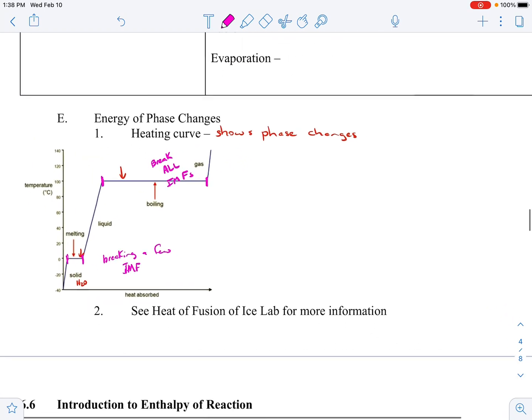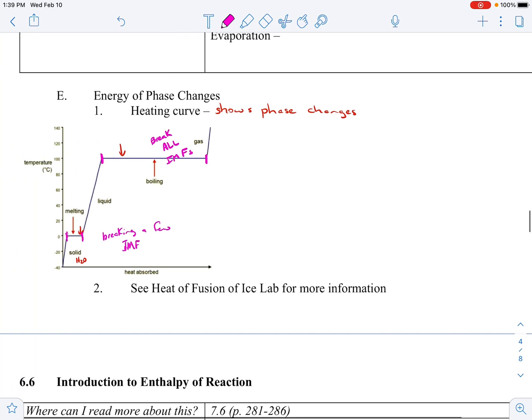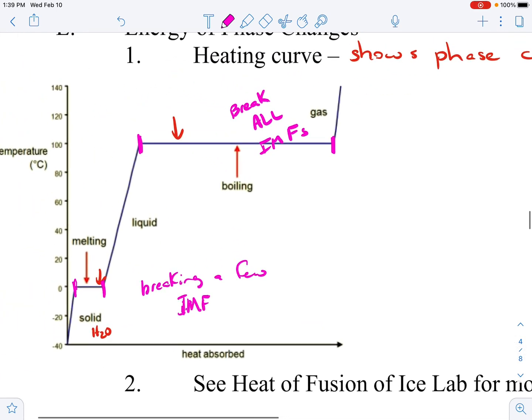Again, we're going to do the heat of fusion of ice lab, or maybe we've already done it, but hopefully this will get us there. One last thing, we can do the calculation for all the energy it takes to transfer here. I haven't seen one on an AP test, but I have seen some college professors ask it, so we might do that in class.